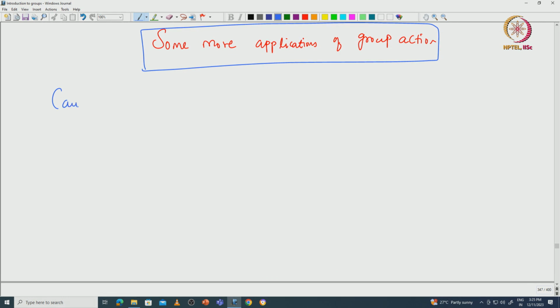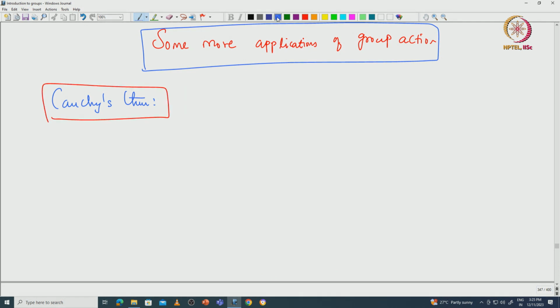Welcome back everyone. In this lecture, we will see some more applications of group action. So, in the last lecture, I gave a proof of Cauchy's theorem. So, let us go through the statement again. This is a very important theorem for finite groups.